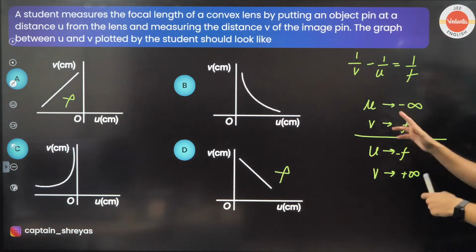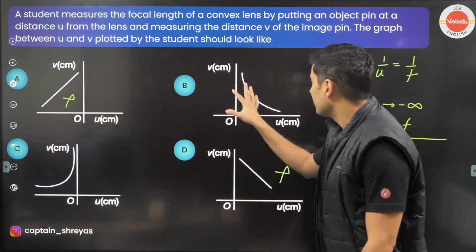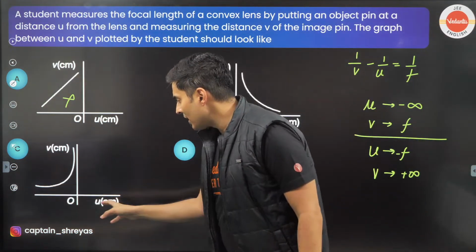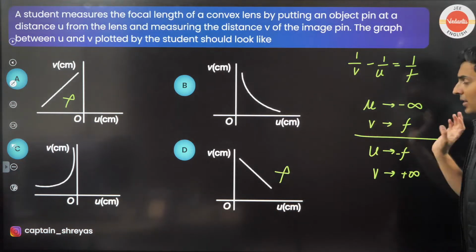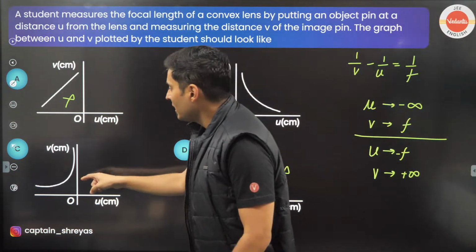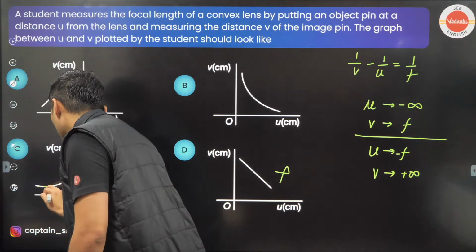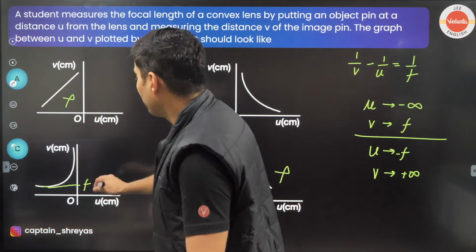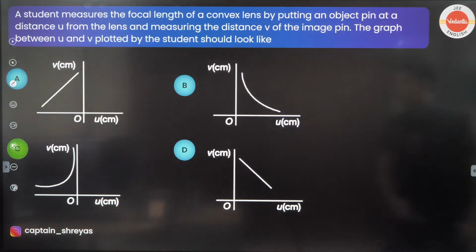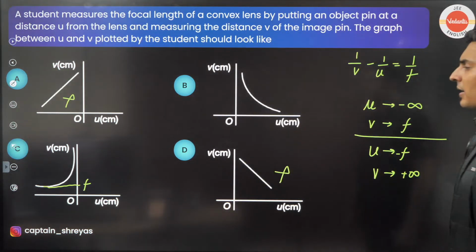Just check it out. When the object is at negative infinity, the focal length is what the image distance is going to be. So you can see the image turns out to be at the focal length. Image will be formed at the focal length. So hence option C should be correct.